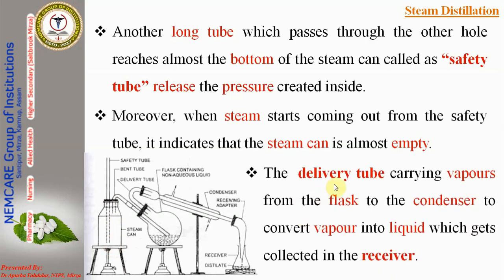The delivery tube carries the vapor from the flask to the condenser to convert vapor into liquid, which gets collected in the receiver. So the flask is connected to a delivery tube which carries the vapor from this flask to the condenser, and in the condenser this vapor is condensed into liquid and collected in the receiver.